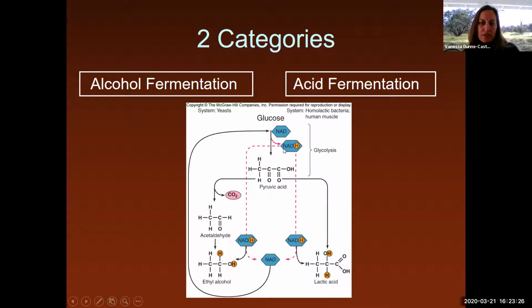Alternately, a cell like many yeast organisms will take glucose, convert it to pyruvic acid through partial oxidation and glycolysis, generating those reduced electron carriers. Then that pyruvic acid can be partially oxidized to acetaldehyde, which can receive those electrons from NADH plus H plus to produce oxidized NAD and a reduced alcohol. In this case, it's ethanol, so this is the generation of an alcohol.